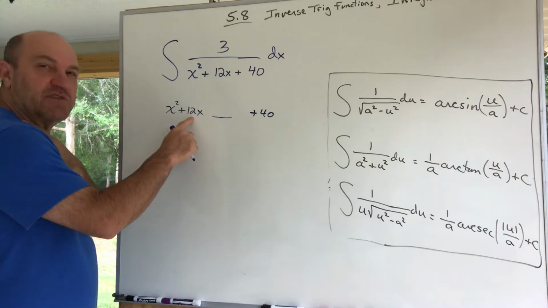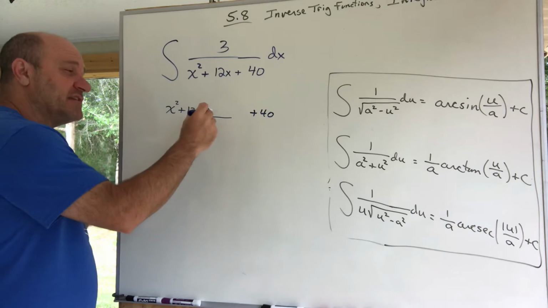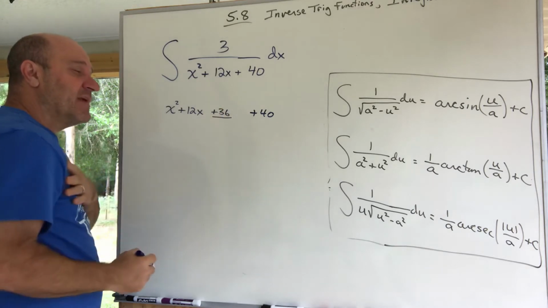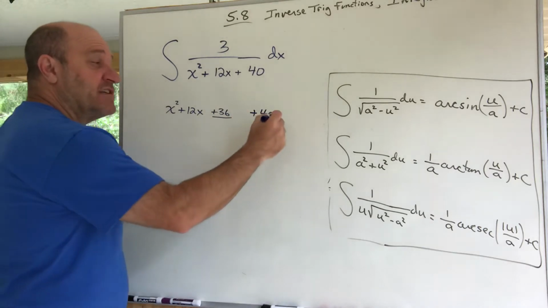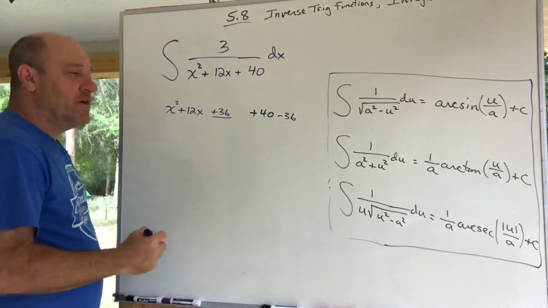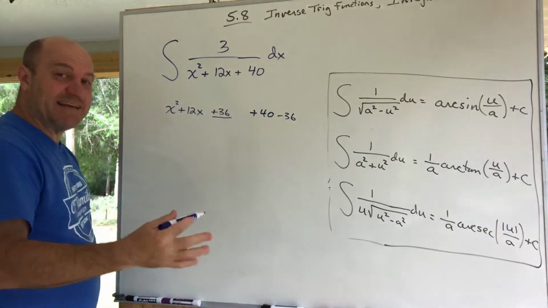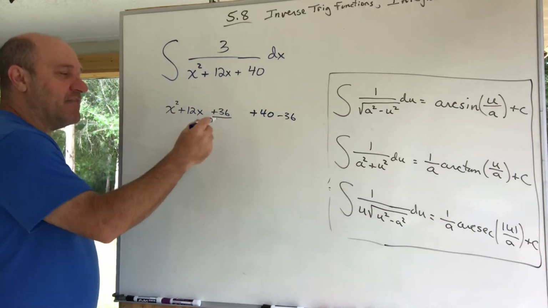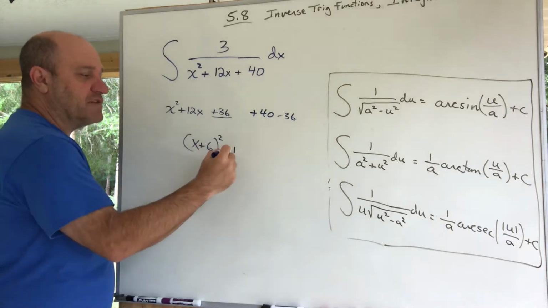it's half of this, which is a 6, squared is a 36. I wish I had a 36, so I'm going to add 36. But I can't just add 36 unless I come over here and subtract a 36. So what I have is a perfect completed square, and I manipulated legally to get this to happen. And this is x plus 6 squared plus 4.